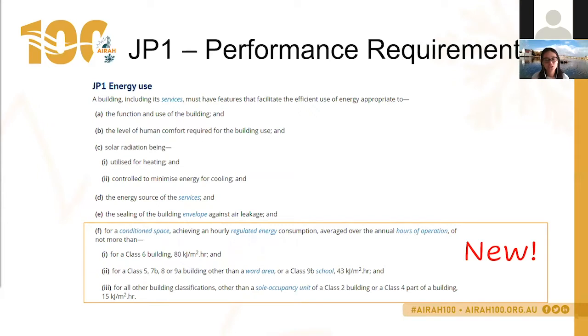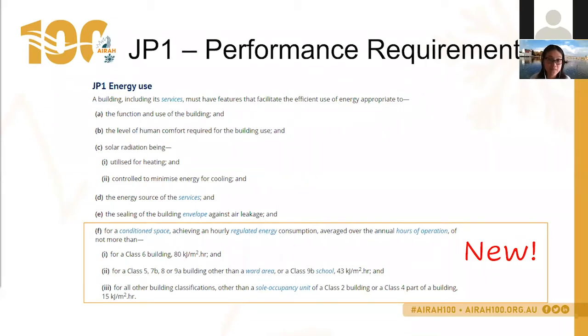Okay, so let's switch back to Section J. The performance requirements, the legal requirement in Section J is actually JP1, which covers energy use. Most of the text is similar to what 2016 is. The key thing that I would actually bring out here is that there is a new provision under item F, where you need to demonstrate that if a space is conditioned, you achieve an hourly regulated energy consumption.